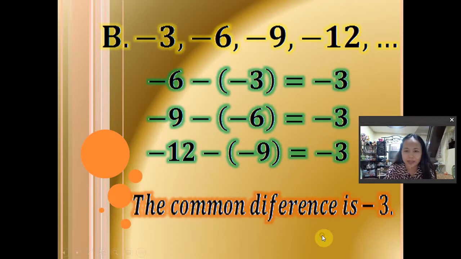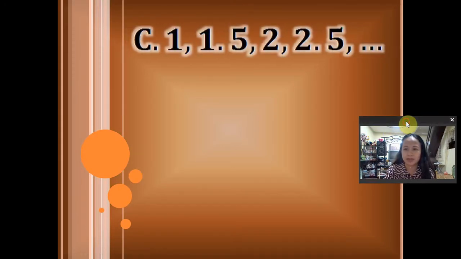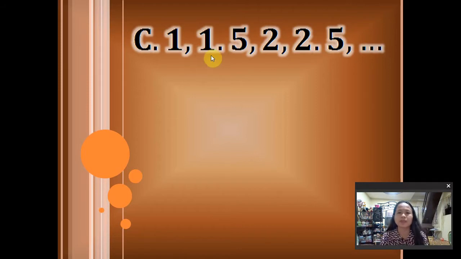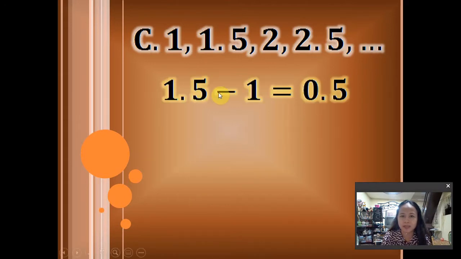Okay? Next, third example. We have the terms 1, 1.5, 2, and 2.5. So how many terms do we have? There are 4. Now, solve for the common difference. Again, we will subtract a particular term by its preceding term to get the common difference. So that is the second term minus the first term. The second term is 1.5 minus the first term, 1. So 1.5 minus 1 is 0.5.